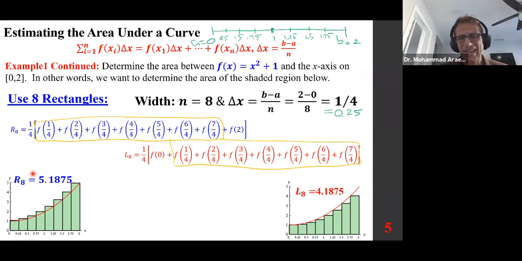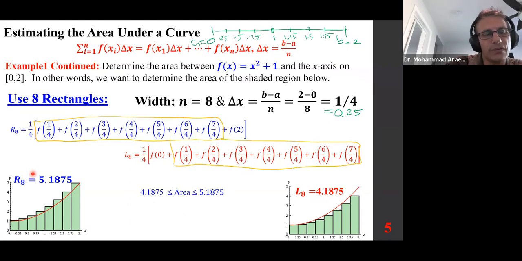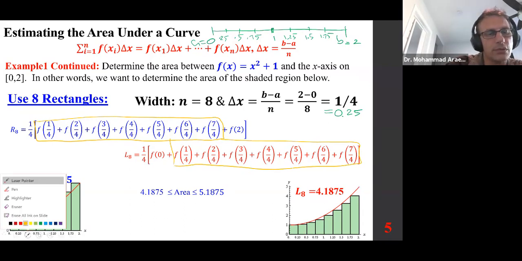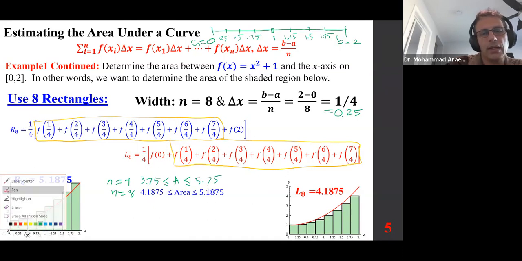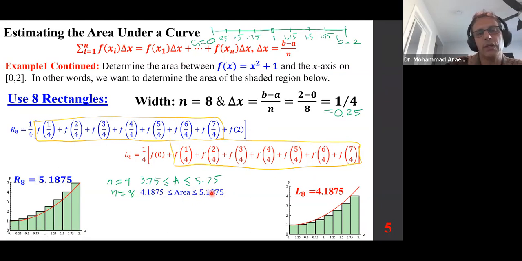Again, what is the area? We don't know, but it's between the two. Remember what happened. In the previous case, we found the numbers as follows. 3.75. This was when n was 4. This is when n is 8. And clearly, we have a better approximation here because the two numbers are closer to each other.